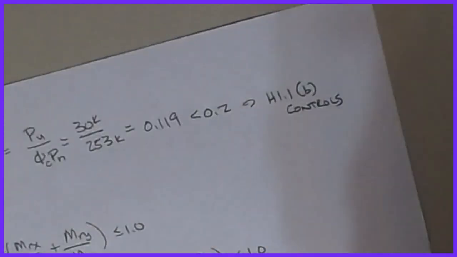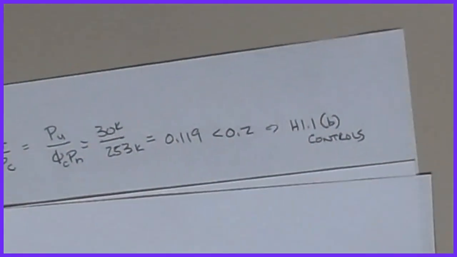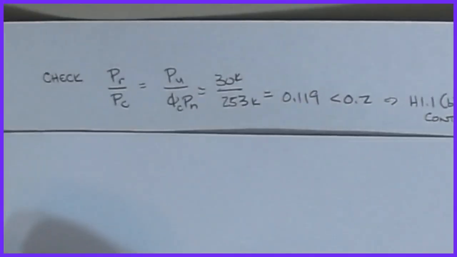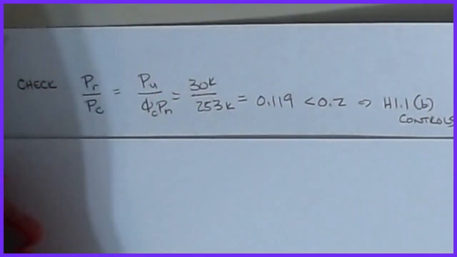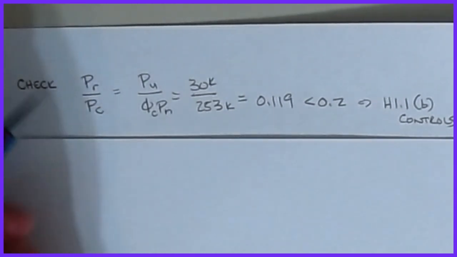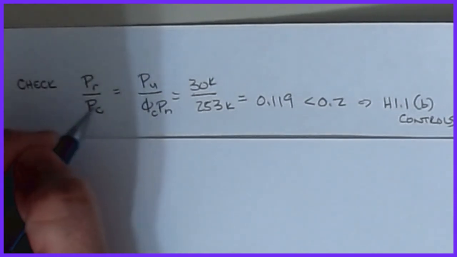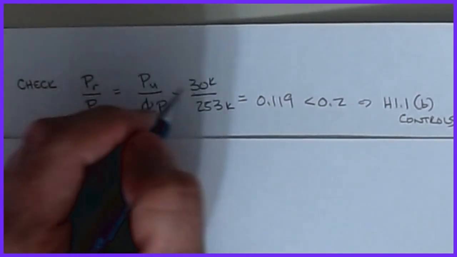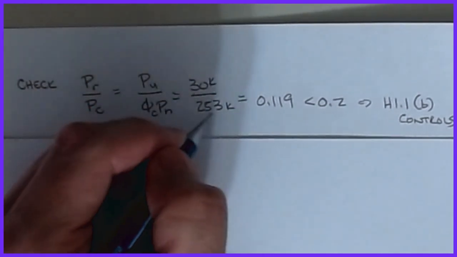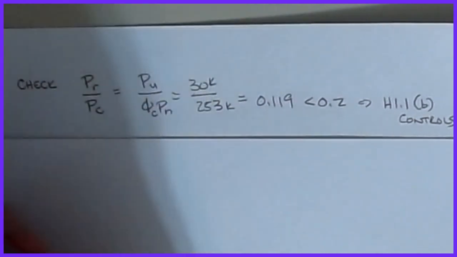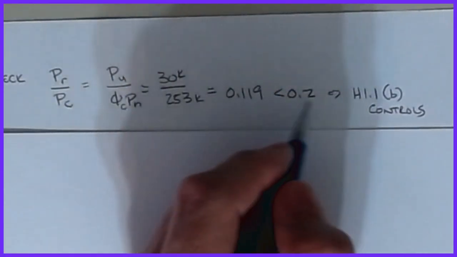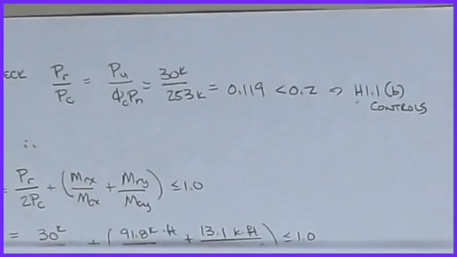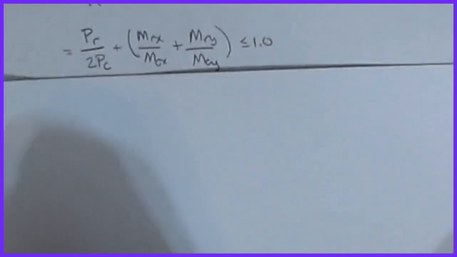All right, okay, so now that we've got all the parts assembled, we have to figure out which of those two requirements from Section H we are actually dealing with. Are we in the heavily loaded case or the lightly loaded case? So all I'm doing is taking PR and dividing it by PC, which is a fancy way of saying PU over phi PN. Our PU was 30 kips, our capacity was 253, this number is 0.119, and that's less than 0.2, so that means that the criteria of H1.1b controls, which would be that formula.